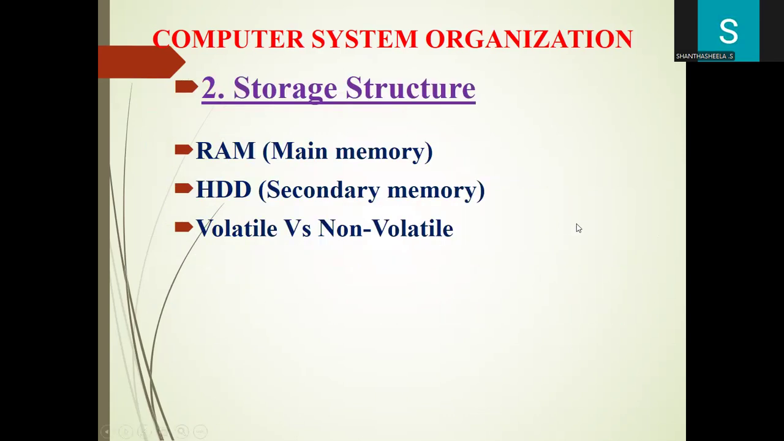Moving on to the storage structure, we'll be talking about the random access memory, your main memory, and the hard disk, which you call secondary memory. As we all know, RAM is volatile and secondary memory is non-volatile. Volatile means that if the power is switched off, the contents of the RAM will be erased, whereas in non-volatile memory, the contents are not erased even after the power is switched off.